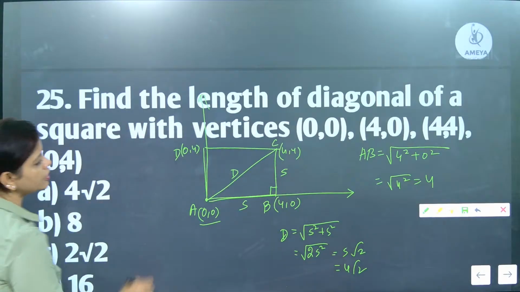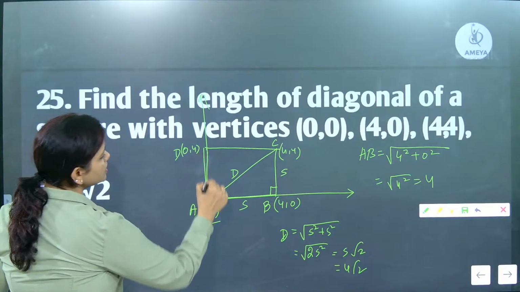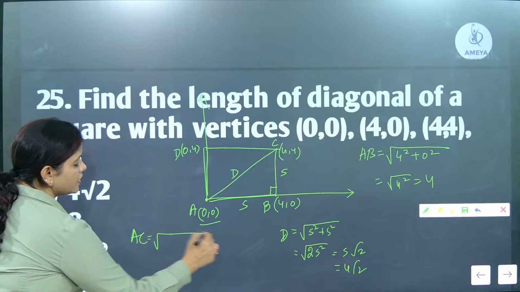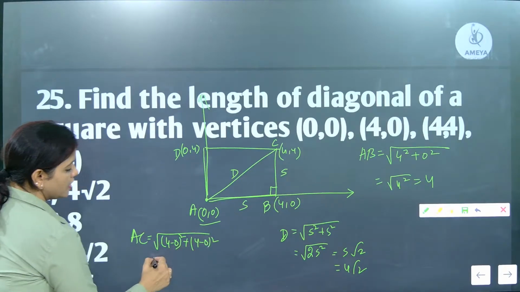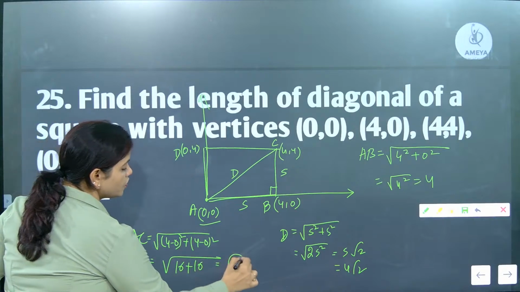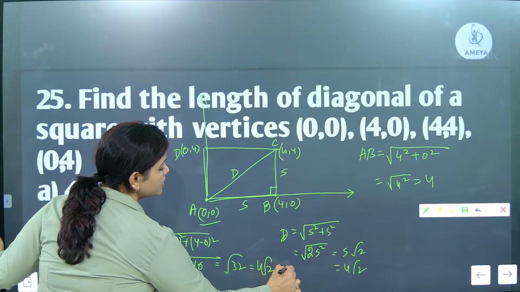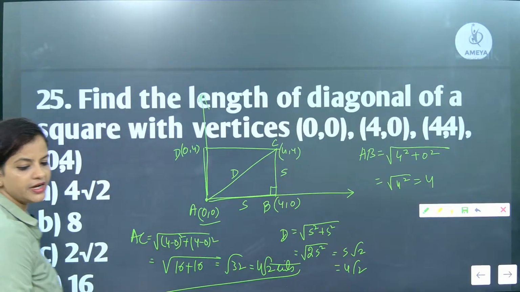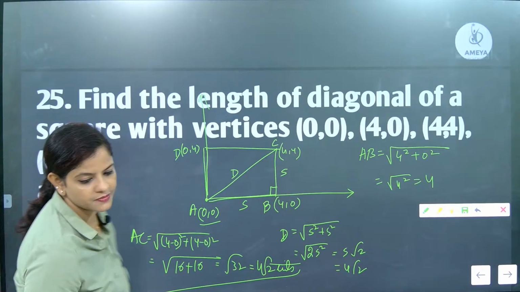But when you are not using the side, how are you going to solve? You directly use the distance formula. The diagonal AC will be equal to the square root of 4 minus 0 square plus 4 minus 0 square. So it will become 16 plus 16, so root under 32. Root under 32 is again 4 root 2 units. I hope you have understood. So finding the diagonal is an easy job. Understood? Shall we go for the next question, please?